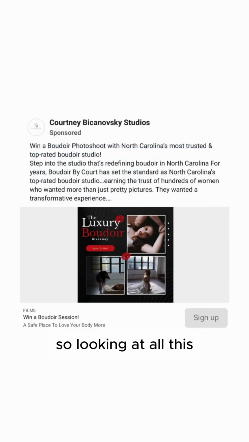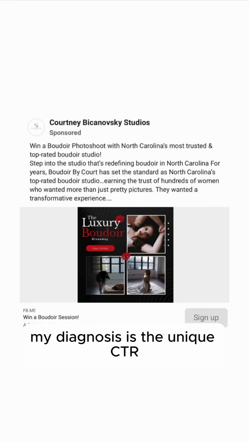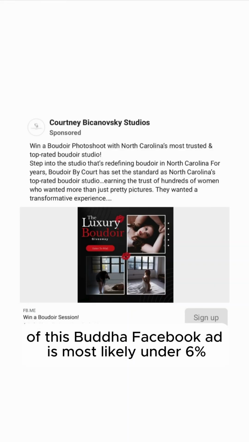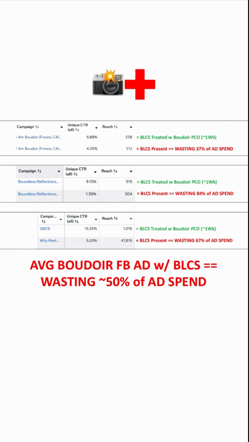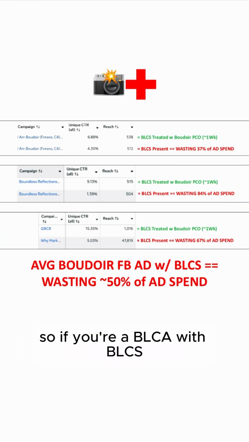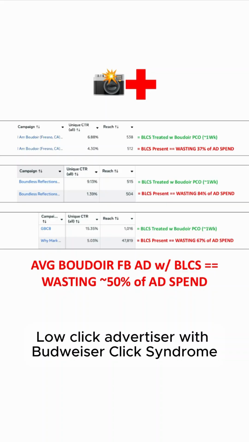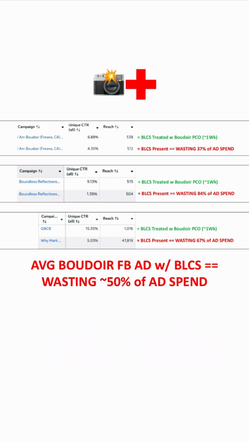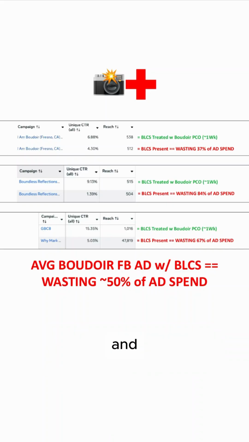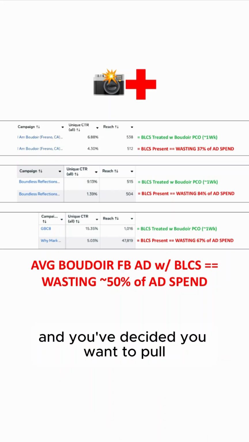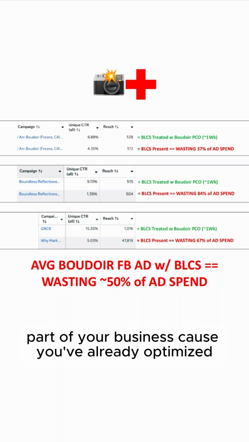So looking at all this, my diagnosis is the unique CTR of this boudoir Facebook ad is most likely under 6%. Therefore, yes, I do believe it has BLCS, boudoir low click syndrome. So if you're a BLCA with BLCS, a boudoir low click advertiser with boudoir low click syndrome, your unique CTR of your boudoir Facebook ads is under 6%, and you're spending more than 10 grand a month on boudoir Facebook ads, and you decide you want to pull more profit out of the Facebook ads part of your business, because you've already optimized other parts of your business.